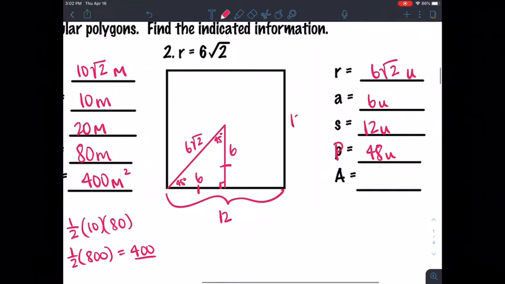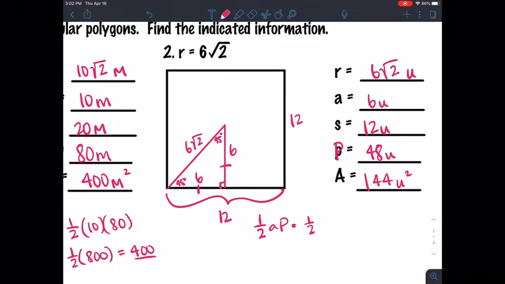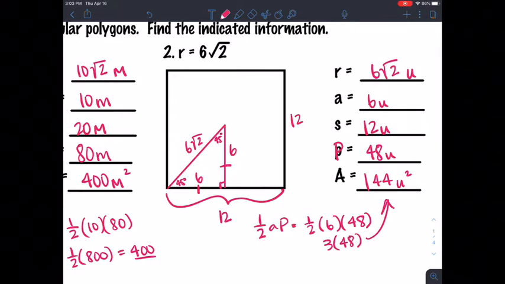Once again, we can just do 12 times 12 to give us that 144 units squared, or we can plug it into 1/2 AP: 1/2 of my apothem 6 times the perimeter of 48. So this is 3 times 48, which then gives us that 144 for our area.